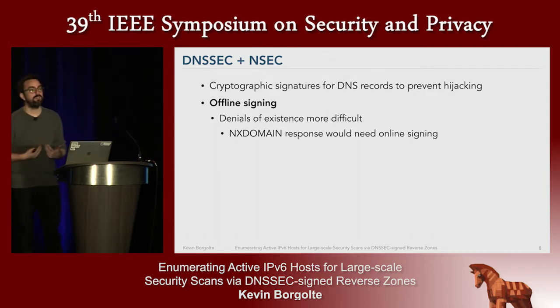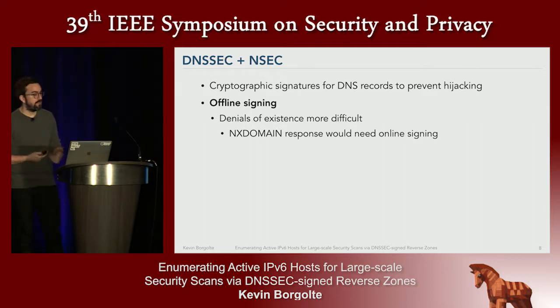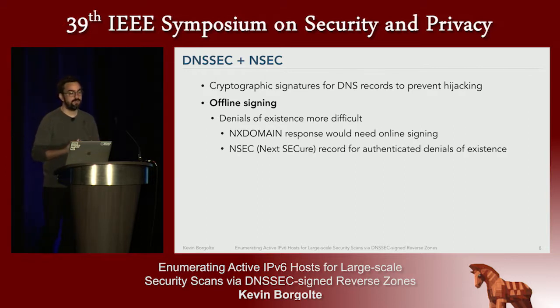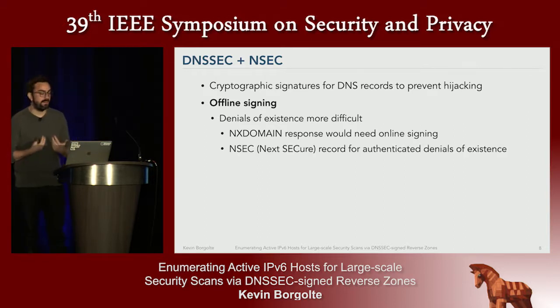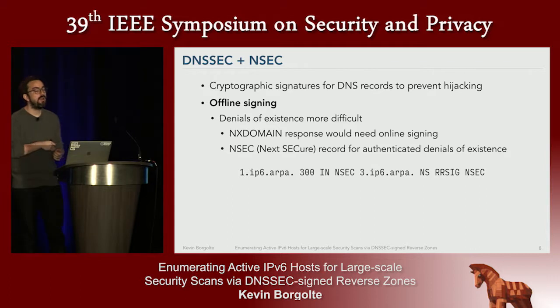If you tried to use an NXDOMAIN with DNSSEC, you suddenly would need online signing because you would need to know what users are actually querying for. And you can't just generate signatures for all of the possible domains that somebody might be querying for. So what they introduced with DNSSEC was the NSEC record, which is a record there for an authenticated denial of existence. And NSEC itself works by simply saying, hey, 1.ip6.arpa to 3.ip6.arpa doesn't exist.